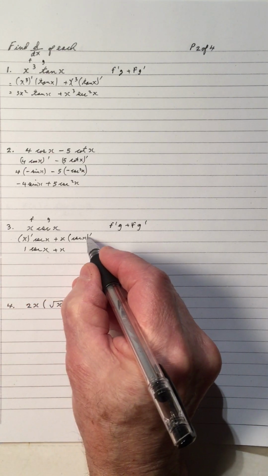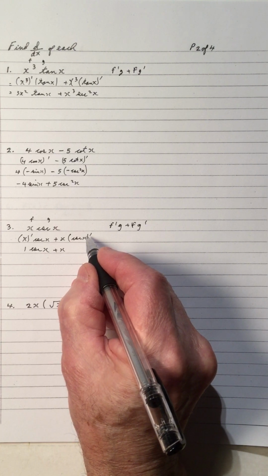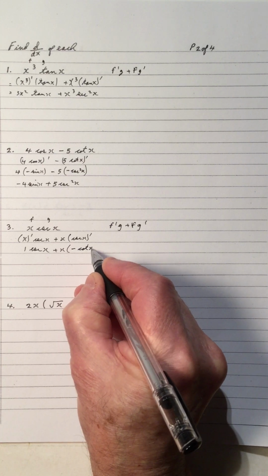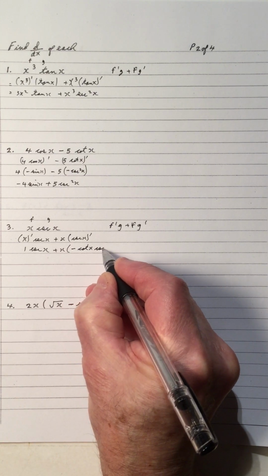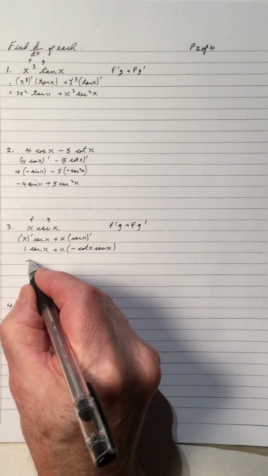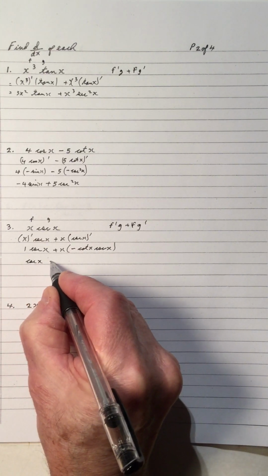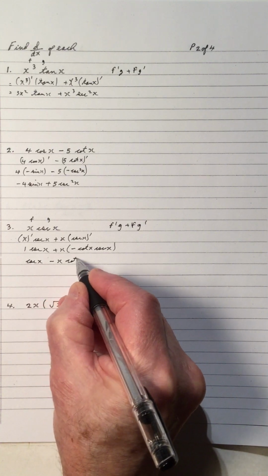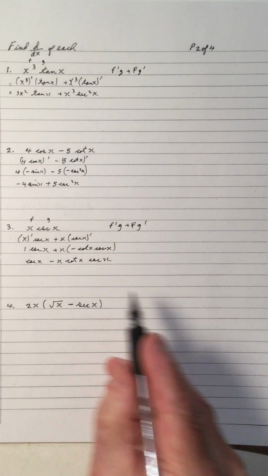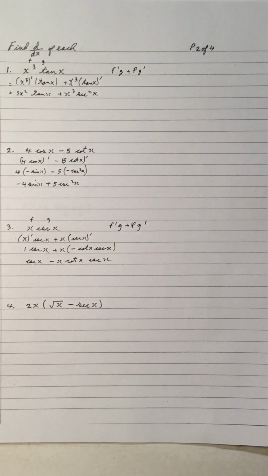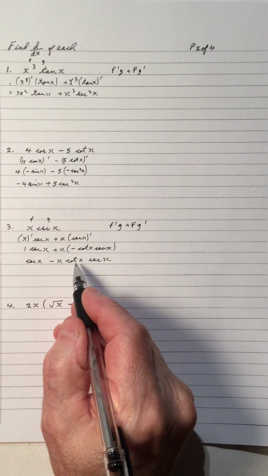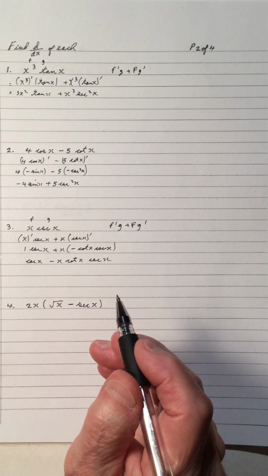And the derivative of cosecant is negative cot times cosecant. So negative cot x times cosecant x. So that's cosecant x minus x cot x cosecant x. And again, if you want to factor this and simplify it, you can do more math on it, but for now, that's just the derivative. We're just asked to get the derivative.